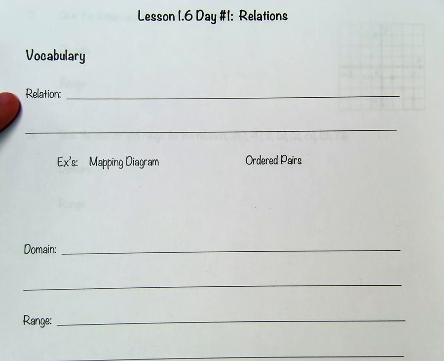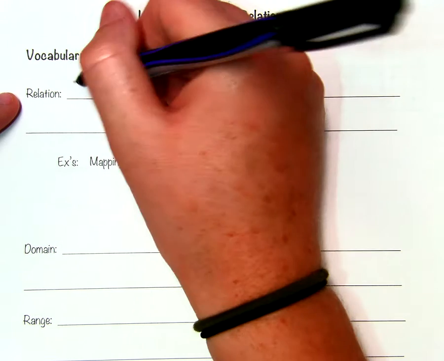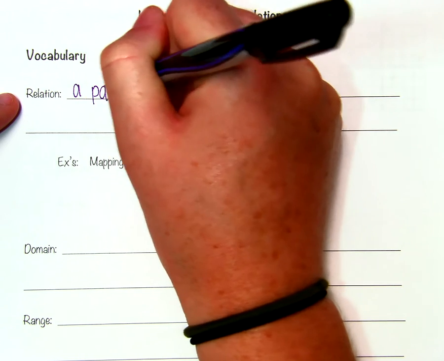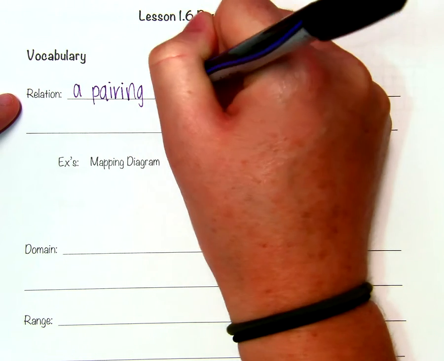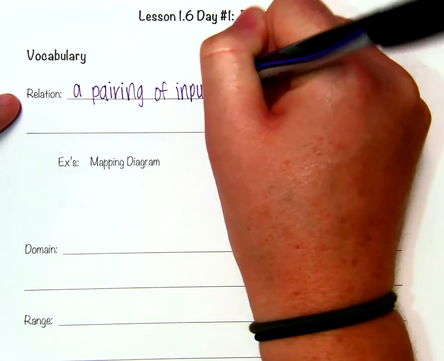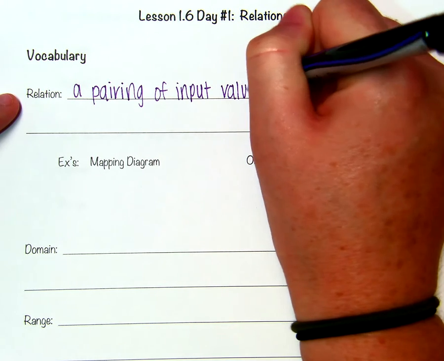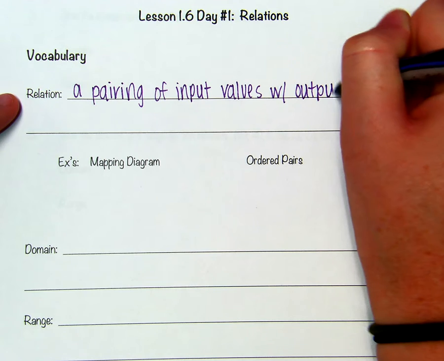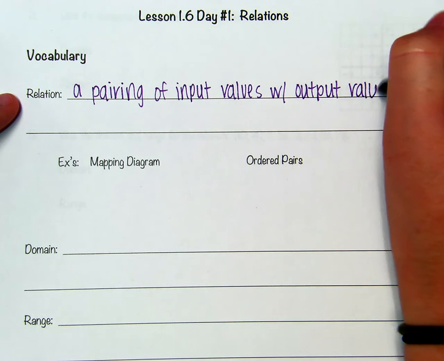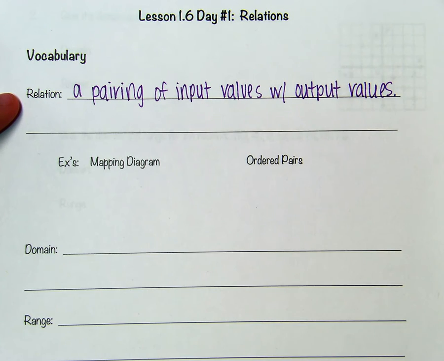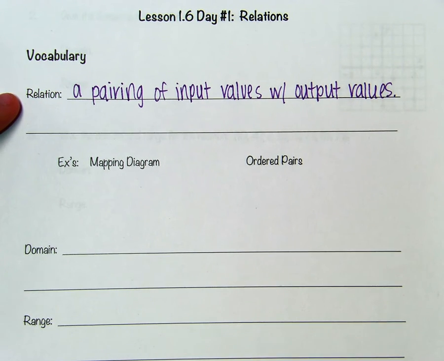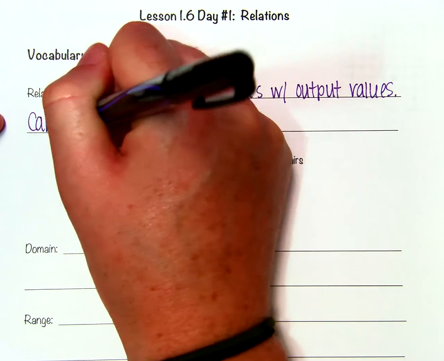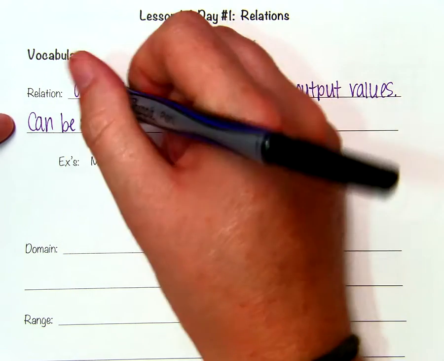The first definition, relation. What I want you to write is that it's a pairing of input values with output values. So a pairing of input values with output values. One thing that I'm going to write here is that this can be represented a few different ways. So I want you to write can be, and this can be written as ordered pairs.